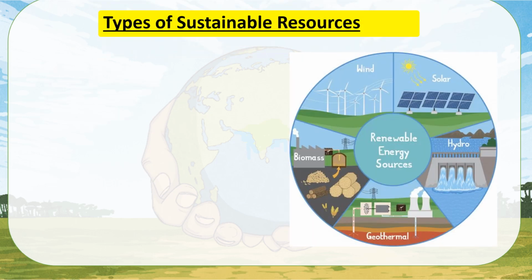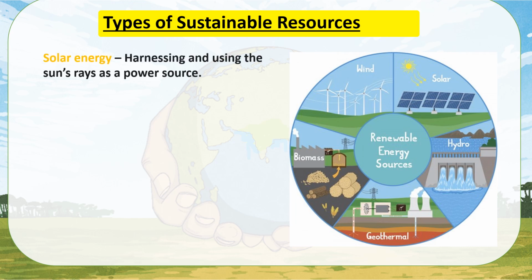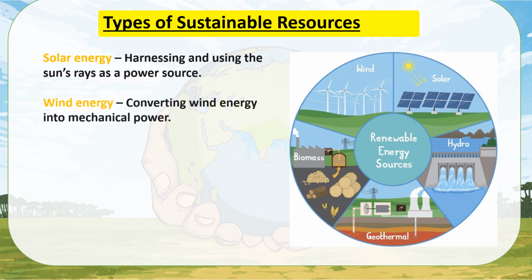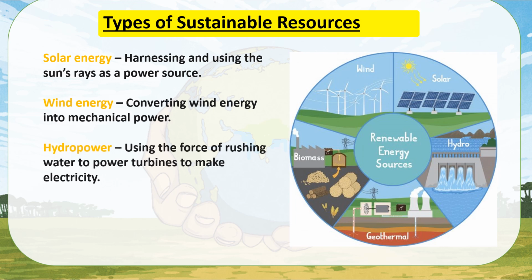Okay students, let's discuss different types of sustainable resources, because without resources our life is not possible and we have to use them for our daily life purposes. First one is solar energy. Solar energy we get from sun rays and we can convert the solar energy to electrical energy. Wind energy we get from wind and it can also be converted into mechanical power or electrical power. Hydropower we get from water, and water is stored in dams and then this water is used to run turbines to make electricity.